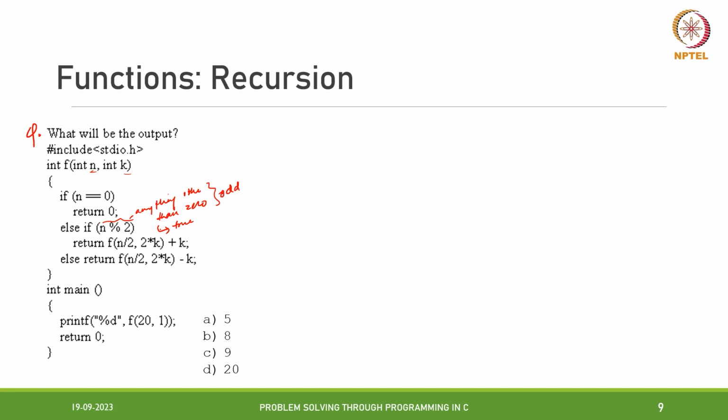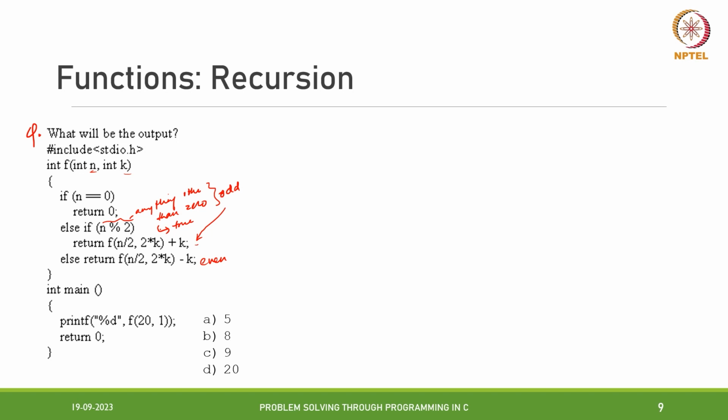right? If it's an odd number, then it will call itself with the value n by 2 and twice of k, and added with k. Else it will call itself with n by 2 and twice of k minus k. So this is the case if it's 0, this is the case if it is non-zero. Then if it is odd, it will return this, and if it is even, it will return this. Now we are calling f with a value of 20 and 1 from the main function. So what will be the output of this?